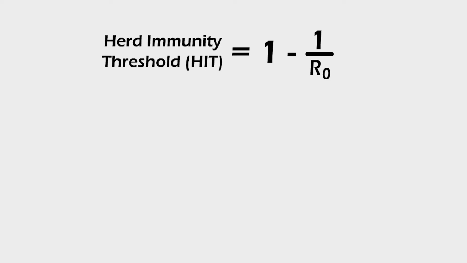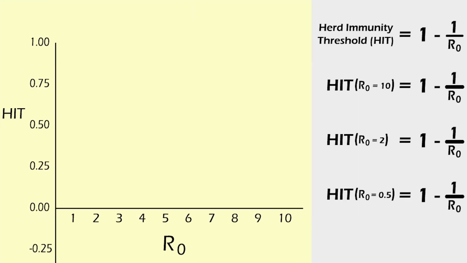So, remember the basic reproduction number? Great. Let's plug it into a simple formula for the herd immunity threshold and see what this looks like visually. If our R0 value is 10, meaning an average of 10 infections per already infected individual, then we need 0.9 or 90% of our population to be immune. If R0 is 2, then only 50% needs to be immune.